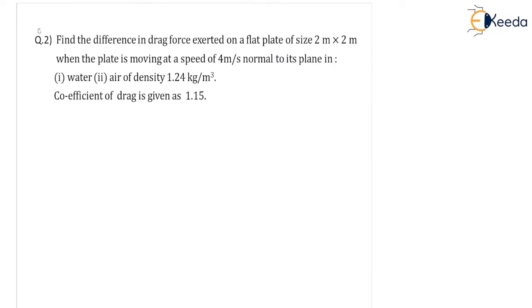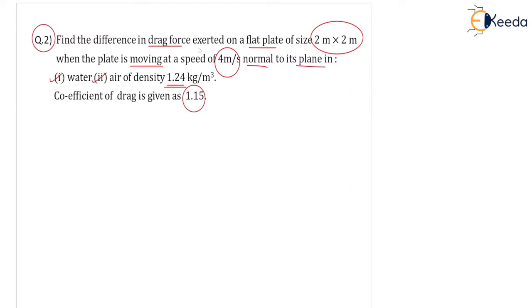As per the given question number 2, find the difference in drag force exerted on a flat plate of size 2 meter by 2 meter when the plate is moving at a speed of 4 meter per second normal to its plane. In case 1 it is water and in the second case it is air having density of 1.24 kg per meter cube. Coefficient of drag is given as 1.15. And why is the density of water not given? It is common, you know that. So first of all, we'll write down the given data, then we'll proceed for the solution.